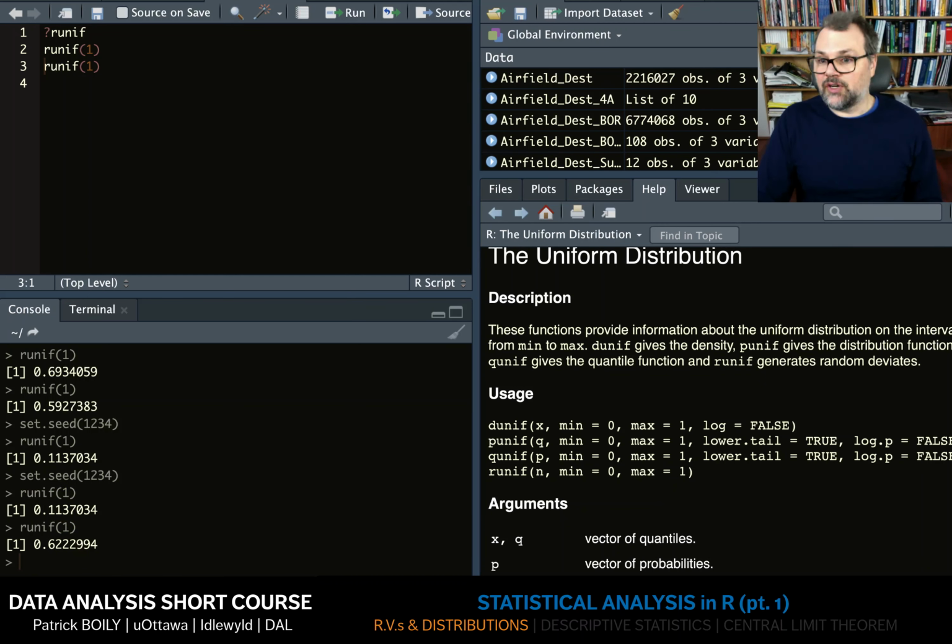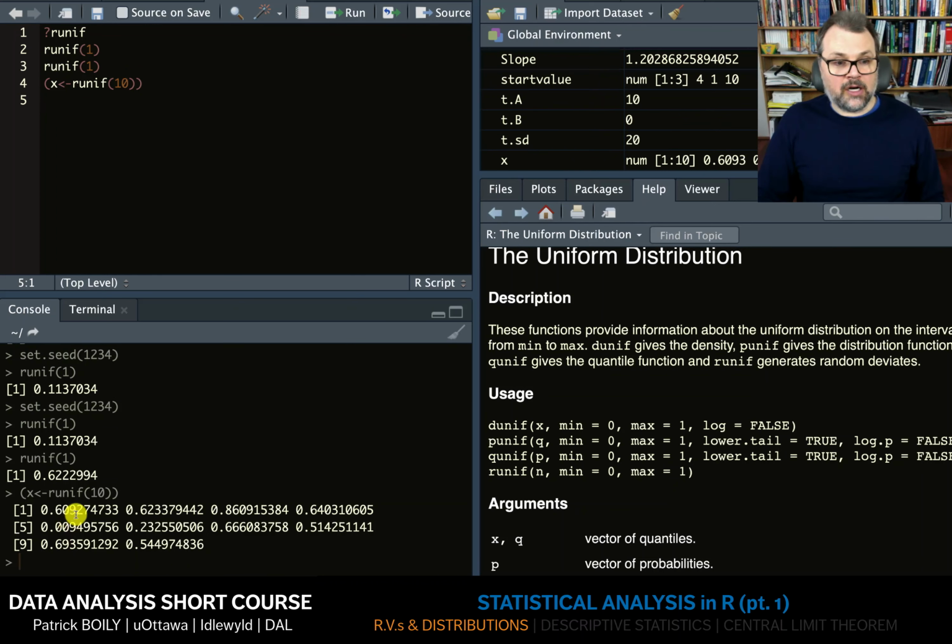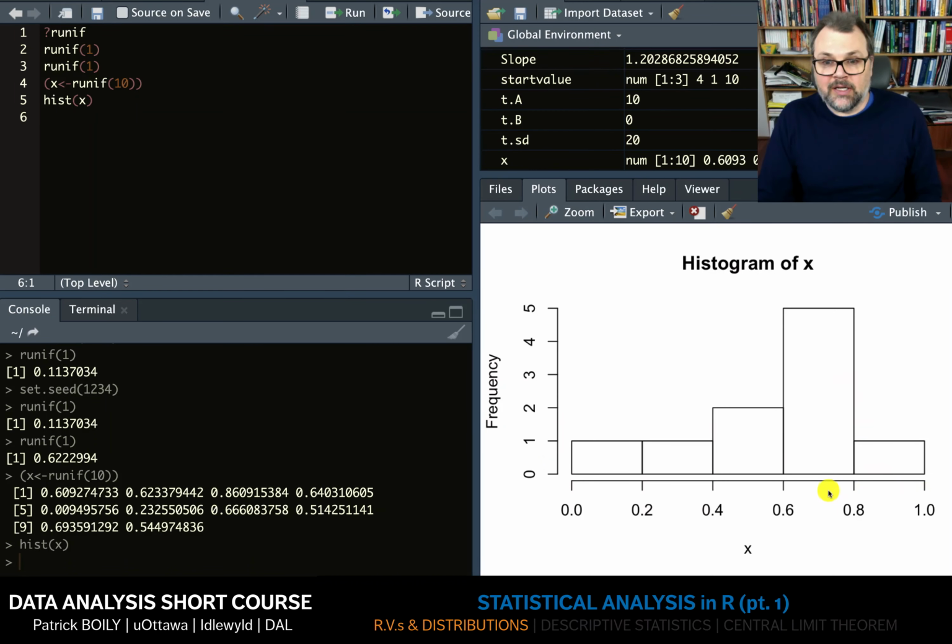You could generate more than 1 random number. Here we'll generate 10 of them. I'll assign them to an object called x, but I'll display them. Here are 10 randomly generated uniform numbers between 0 and 1. And if you want to see what they look like, draw a little histogram here. Doesn't look very uniform, but keep in mind we've only selected 10.